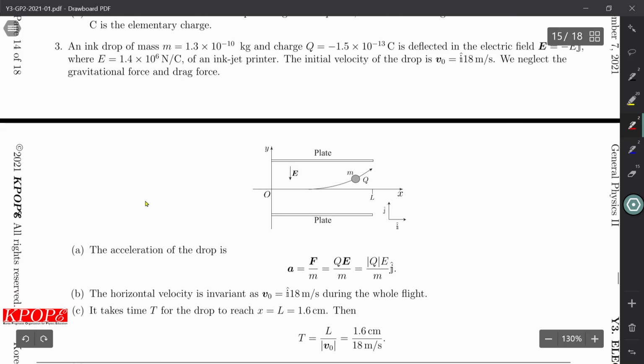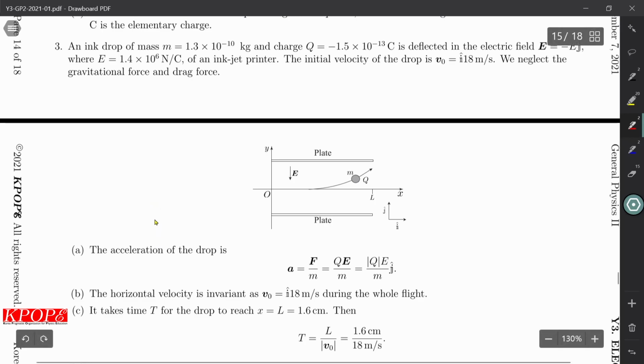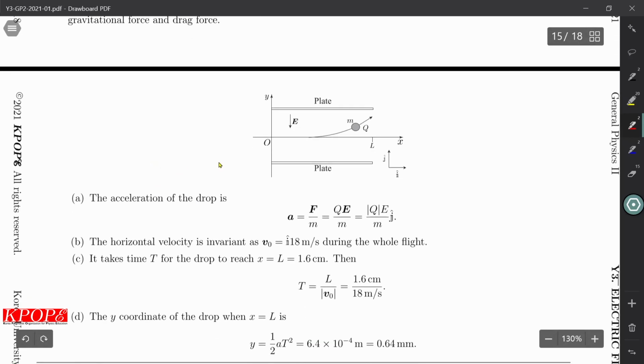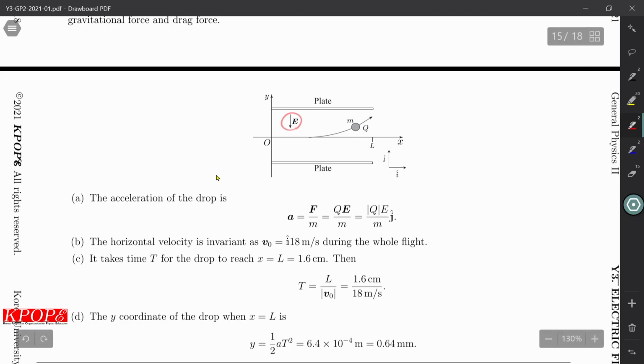Now we mostly use the laser printer. Inkjet printer uses this kind of electric field to deflect the charged ink to change its destination on the paper. This can be done by changing the electric field between the two parallel plates. And let's see.